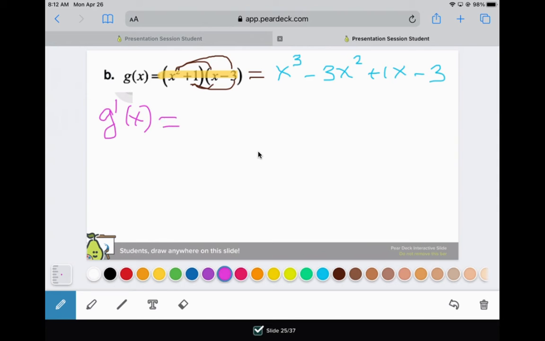Okay, so let's do it one by one. The first one is this term right here, x to the third. So I'm going to do that one first. How do I do that one? What should I get? That's the question you can ask yourself. I'm going to do it one by one. If terms are separated by minus or plus, I do one at a time. So x to the third: what is the derivative of x to the third? What do I do with that power?